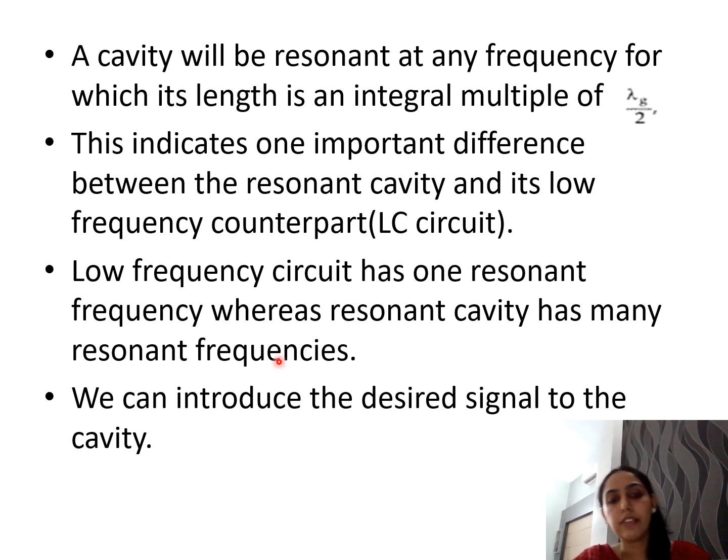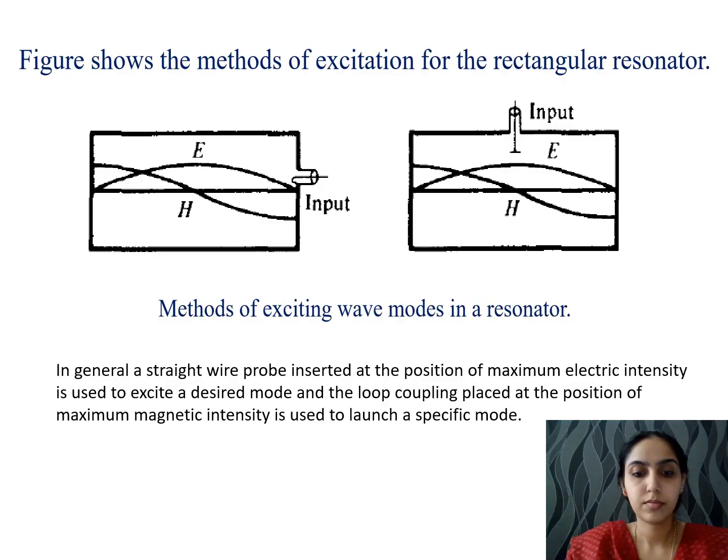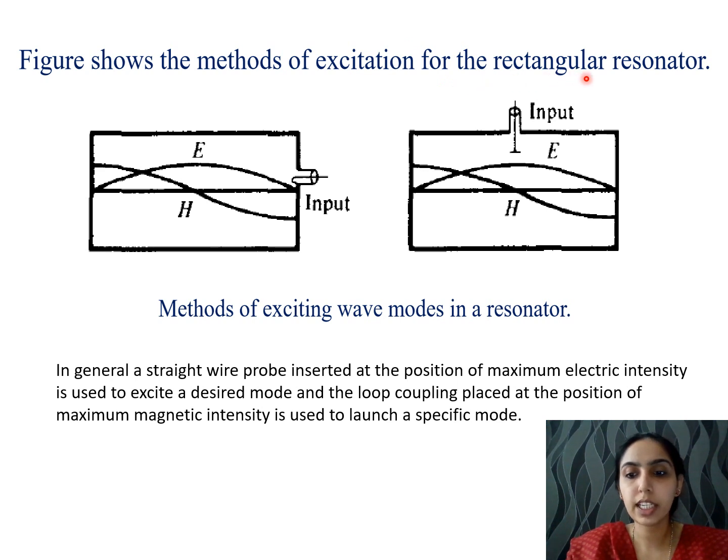Up to now we have assumed that we have not introduced any input to our waveguide. By simply using the shorting plates, we have got many resonant modes. Now, if we want, we can also introduce the desired signal to the cavity by some type of coupling. Here we show the methods of excitation for a rectangular resonator, that is, by means of either probe coupling or loop coupling, we can introduce a desired signal into a cavity. That is, we have a break in the enclosure of the waveguide.